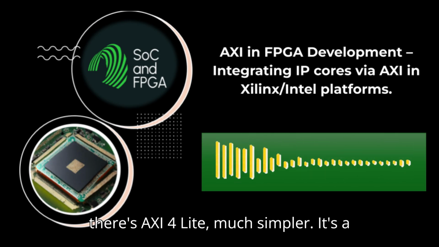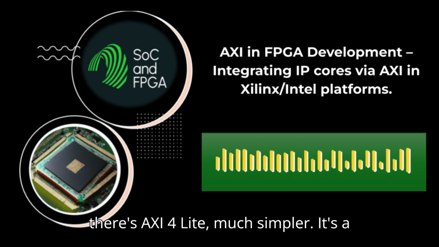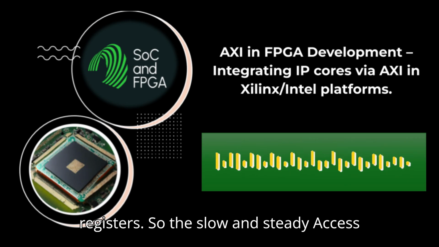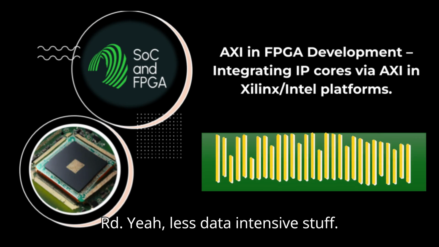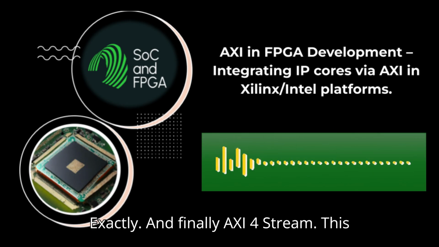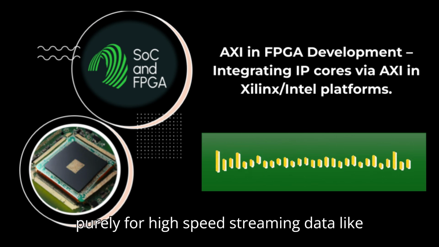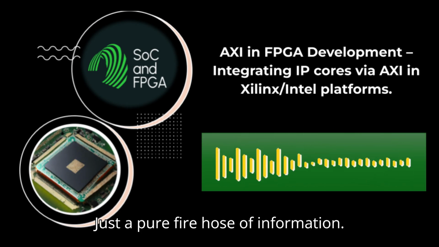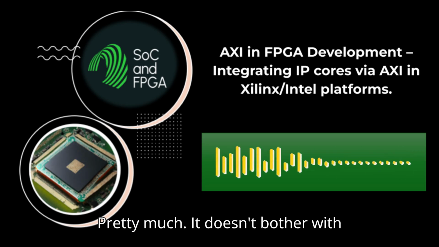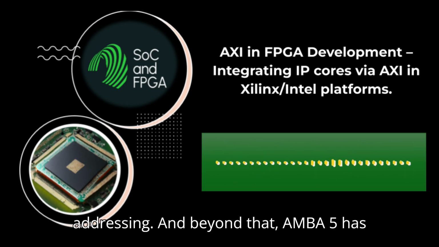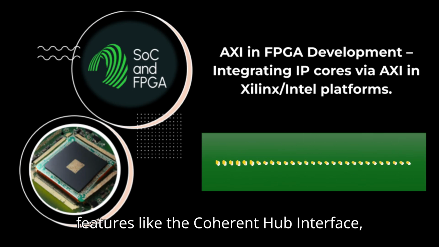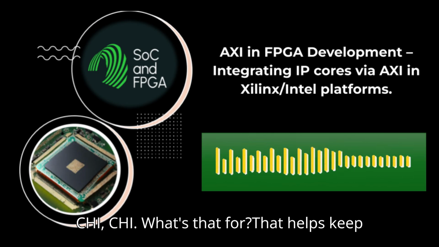Got it. Then there's AXI-4 Lite, much simpler. It's a single transaction version typically used for things like configuring control registers. So the slow and steady access road. Yeah, less data-intensive stuff. And finally, AXI-4 Stream. This one's a unidirectional protocol designed purely for high-speed streaming data like video or audio. No addresses needed, just a pure fire hose of information. Pretty much, it doesn't bother with addressing. And beyond that, AMBA-5 has even further extended things with features like the Coherent Hub Interface, CHI. CHI. What's that for?